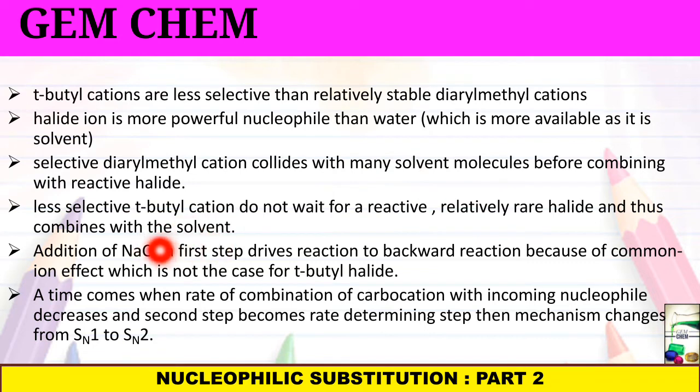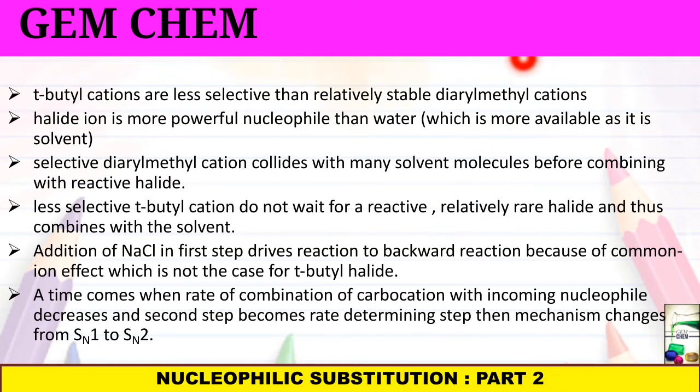And addition of NaCl in the first step, what does it do? It drives the reaction backward because of the common ion effect, which is not the case when we are taking tertiary butyl halide. You have to remember that this common ion effect is very important. I have already explained the common ion effect in the ionic equilibria video. You can watch it. I will give the link in the description box as well as the i button above this video.